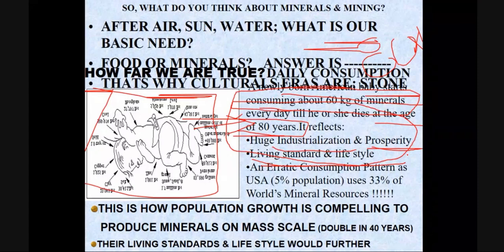But something very interesting is that certain countries use very high amounts. For example, USA is 5% of the population of the whole world. They use 33%. That's why they are at the top. So they say that when you start using more and more natural resources, that means your economy is at a very high level. Is it right? So this is how population growth is compelling us to produce minerals. Yeah, they are compelled. So when it's compelled, then you have to go for a lot of exploration. If you want to go for exploration, you have to know the concepts. Now, if you have to know the concepts, you have to understand the geology of mineral deposits. So all these things are very important.